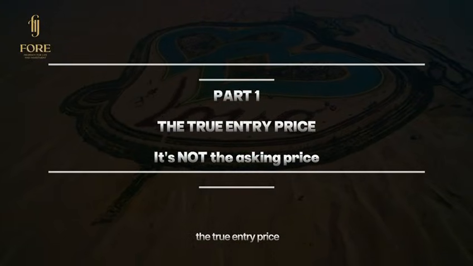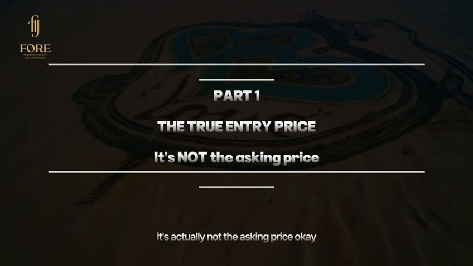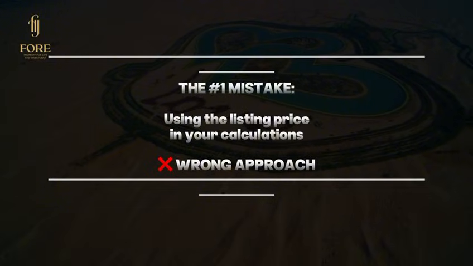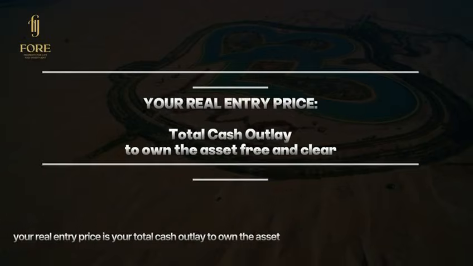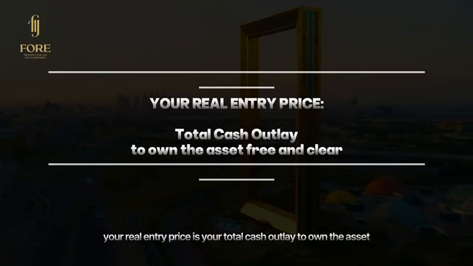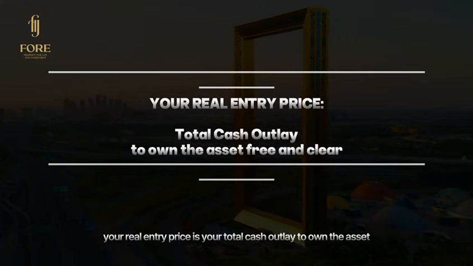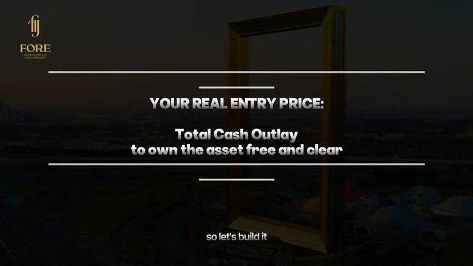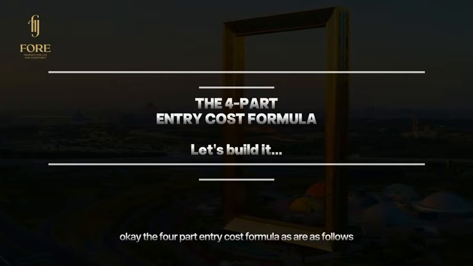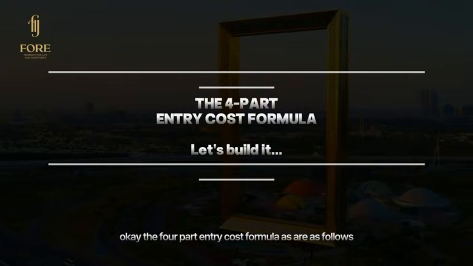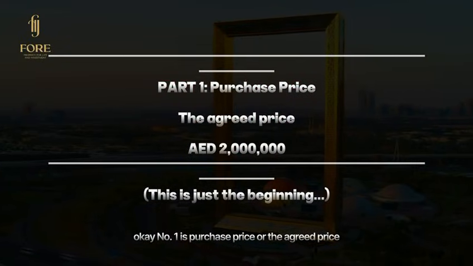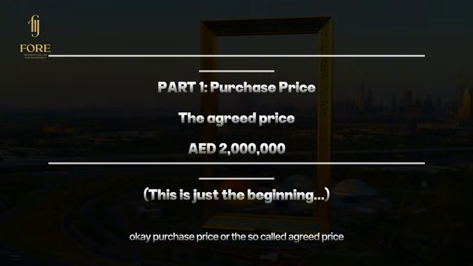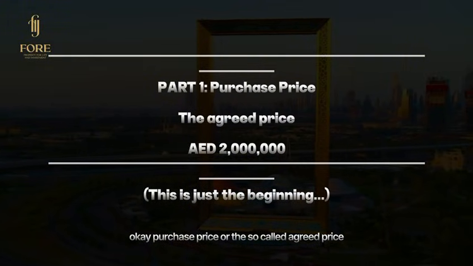Okay, the true entry price is actually not the asking price. The first and biggest mistake is using the listing price in your calculations. Your real entry price is your total cash outlay to own the asset, free and clear. So let's build it. The 4-part entry cost formula is as follows. Number 1 is the purchase price, or the agreed price.